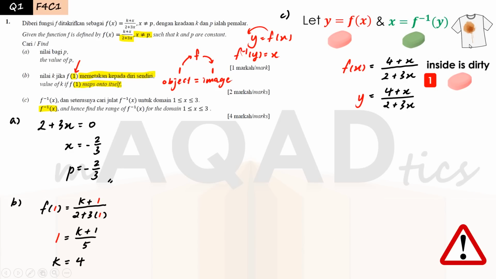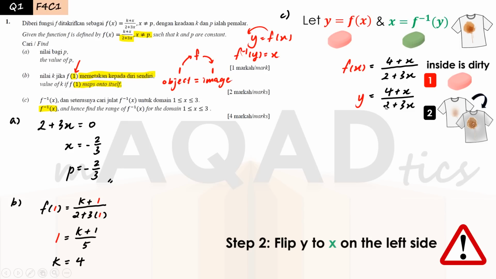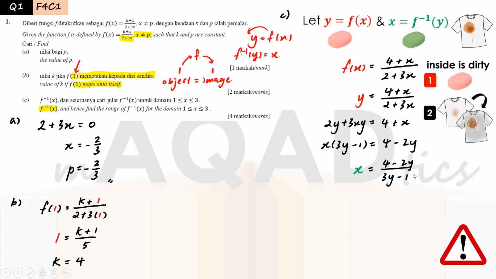Alright, so once the outside here is clean, then we are going to flip the shirt inside out. So here, we are also going to flip this equation. Instead of y on the left, we are going to put x on the left. So we need to rearrange this equation to make sure x is on the left, and everything which is not x goes to the right side. Now you can see that instead of y on the left, it's x on the left. So now we can apply the second soap to clean the inside of the shirt.